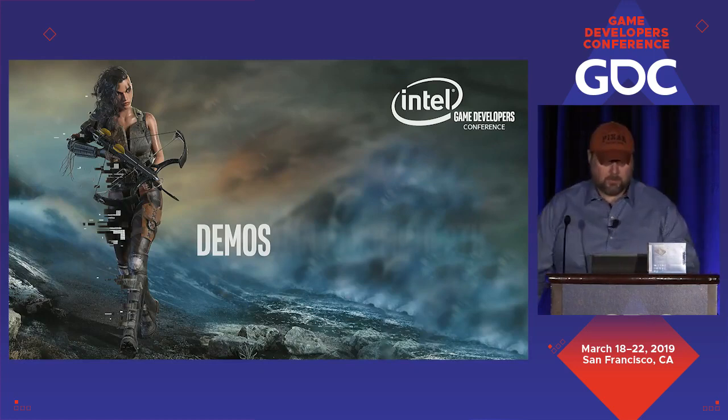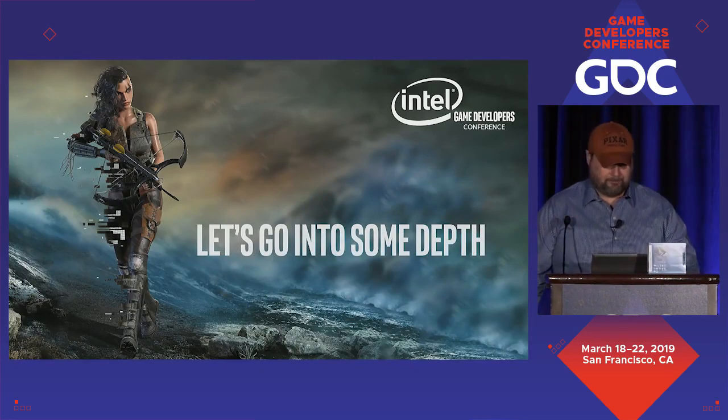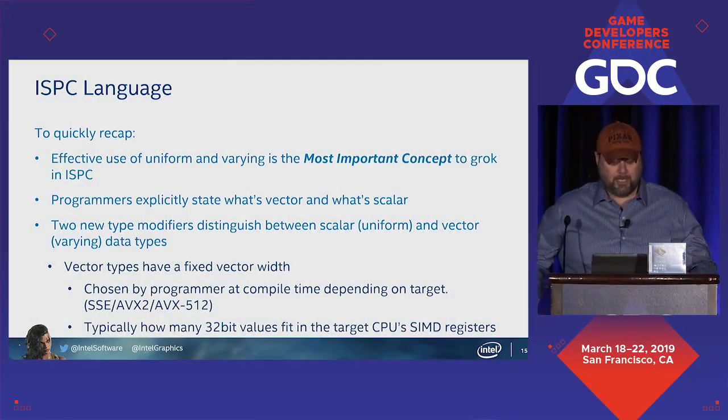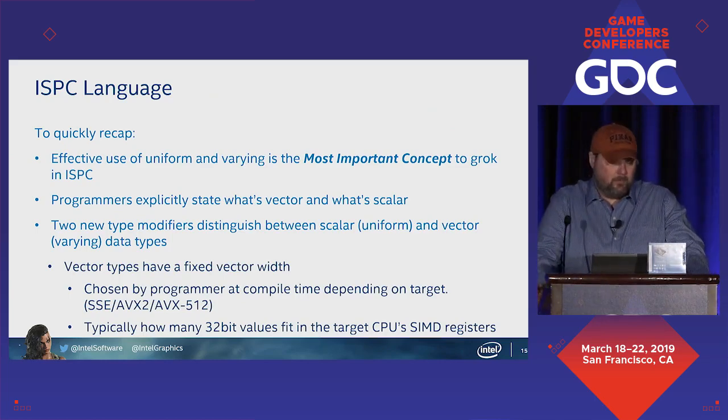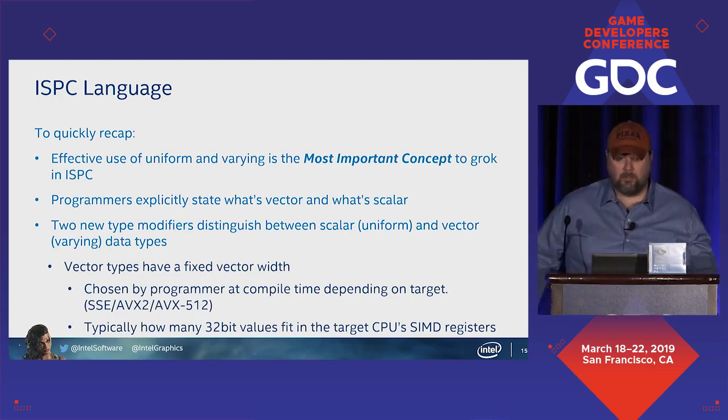All right, so let's go into some depth with the language a bit. To quickly recap, effective use of uniform and varying is the most important concept to grok from this talk. You, the programmer, specifically state what's vector and what's scalar. The vector types have a fixed vector width chosen by the compiler at compile time. So when you specify SSE4, you'll get 4 wide, AVX2 is 8, and AVX512, 16 wide. And again, it's typically how many 32-bit values fit in your target CPU's vector registers.